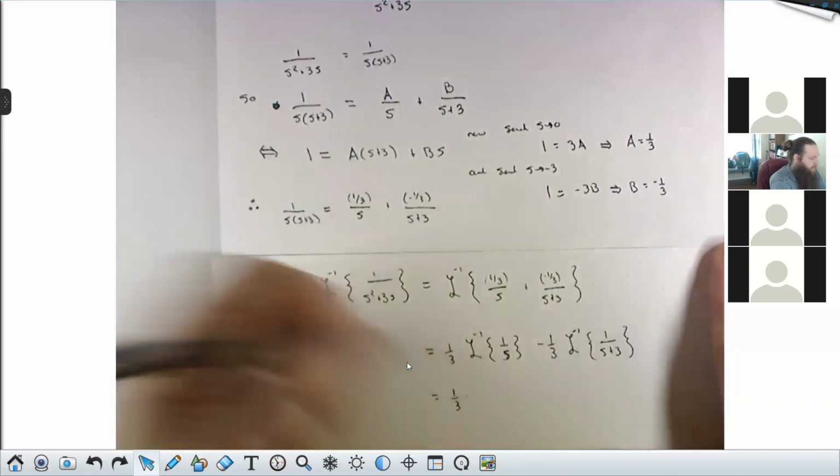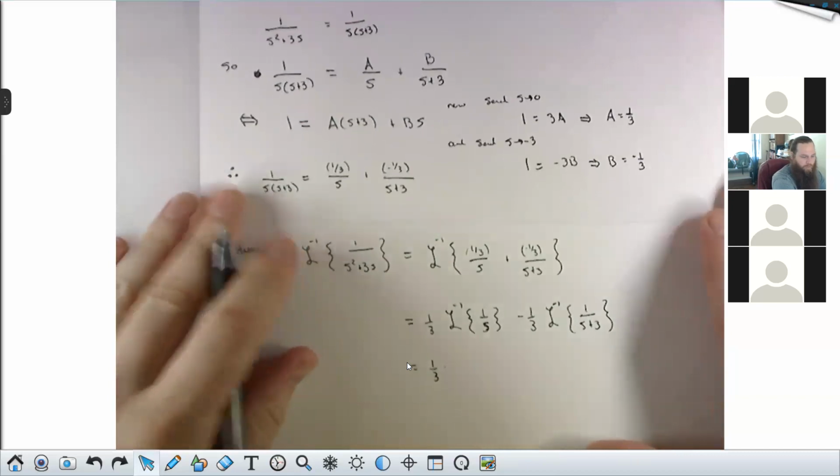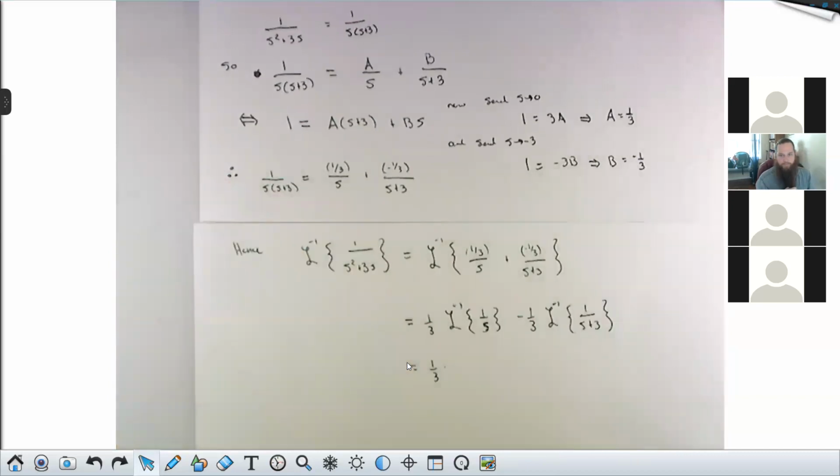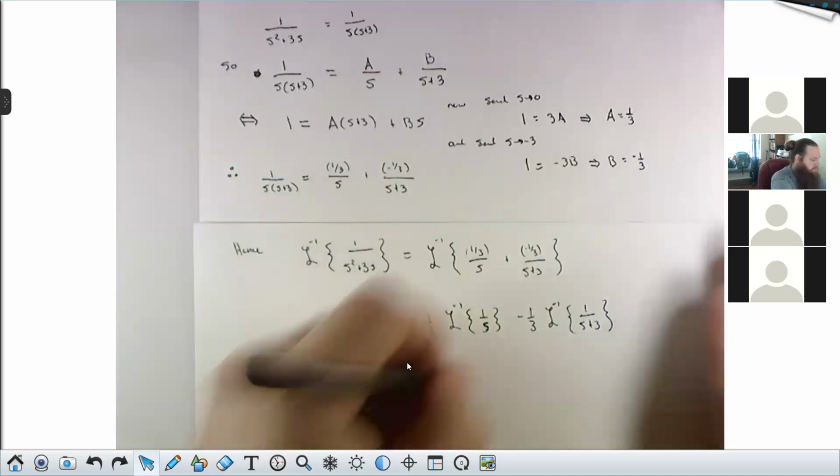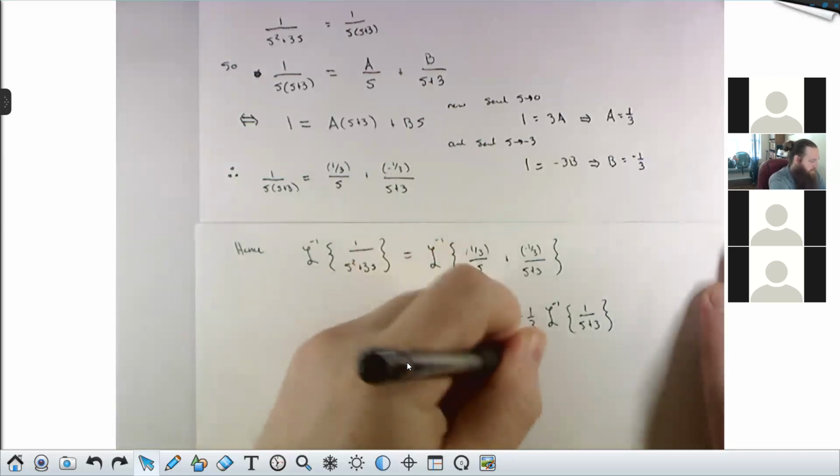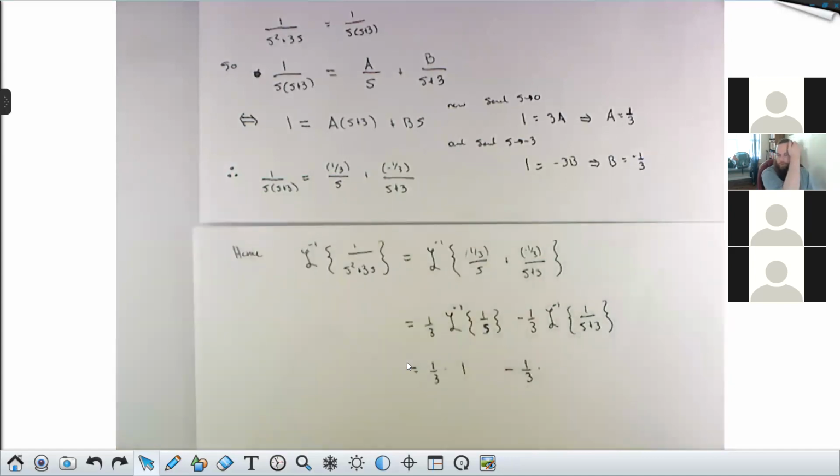That's 1/3 times, what is the inverse Laplace transform of 1 over s? We said it above. Whose Laplace transform is 1 over s? 1. Minus 1/3 times the inverse Laplace transform of 1 over s plus 3. Whose Laplace transform is 1 over s plus 3? Think carefully of this one. e to the negative 3t.